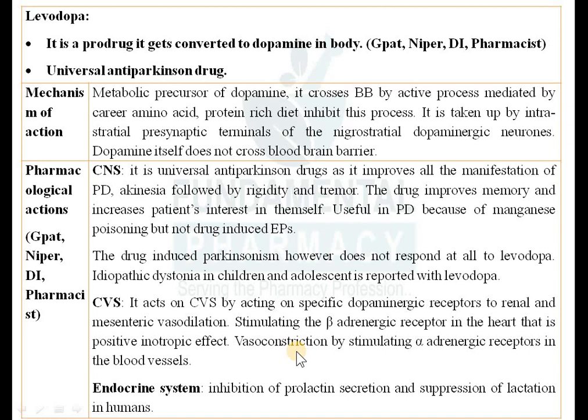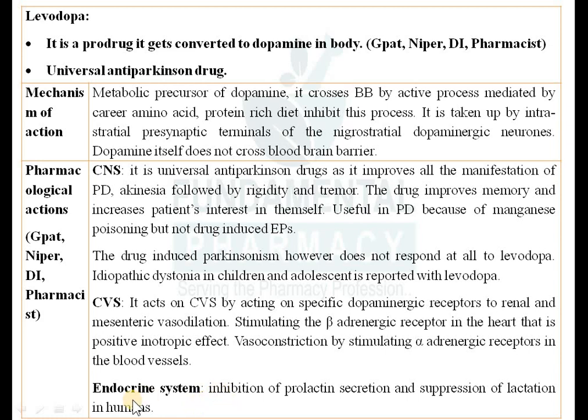Then again, it will cause vasoconstriction by stimulating the alpha receptor, alpha 1 receptor. So that will also contribute to increase the blood pressure. Means आपका levodopa CVS के ऊपर stimulatory action दिखाएगा. Now endocrine system के ऊपर क्या action होगा levodopa का?